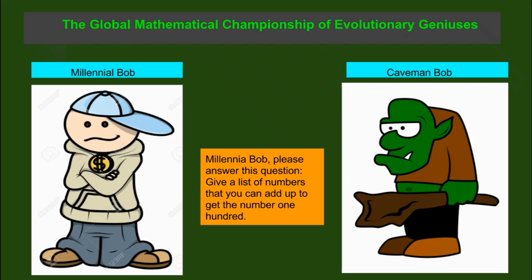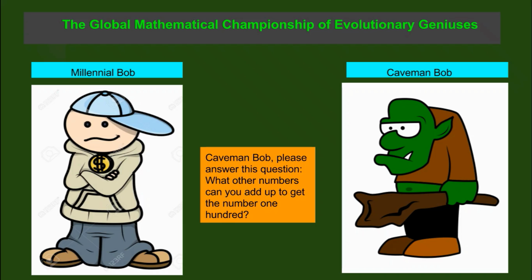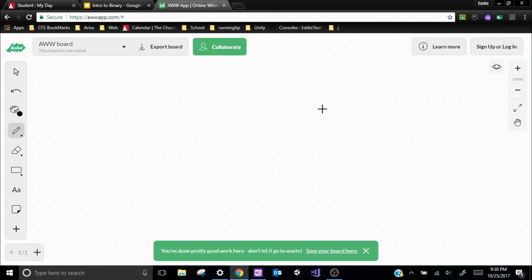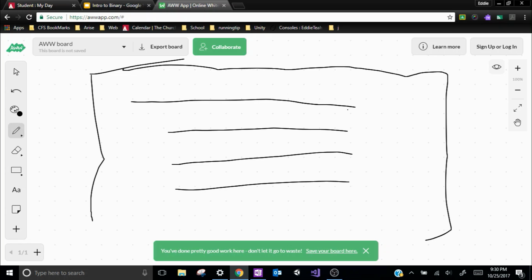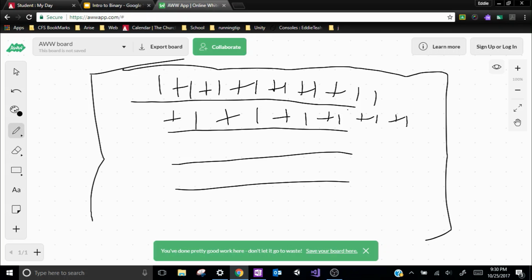On the other hand, if we were to ask Caveman Bob, please answer the question. What other numbers can you use to add up and get the number 100? Caveman Bob is going to struggle with this because first, he's going to need a lot of space to solve his problem. He's going to have to find a decent cave, and a wall, and let's say the wall only has this amount of space on it. In order to show his values that add up to 100, Caveman Bob will have to do 1 plus 1 plus 1 plus 1 plus 1, and so on. As you can see, he's going to need a whole lot of space to represent these numbers.